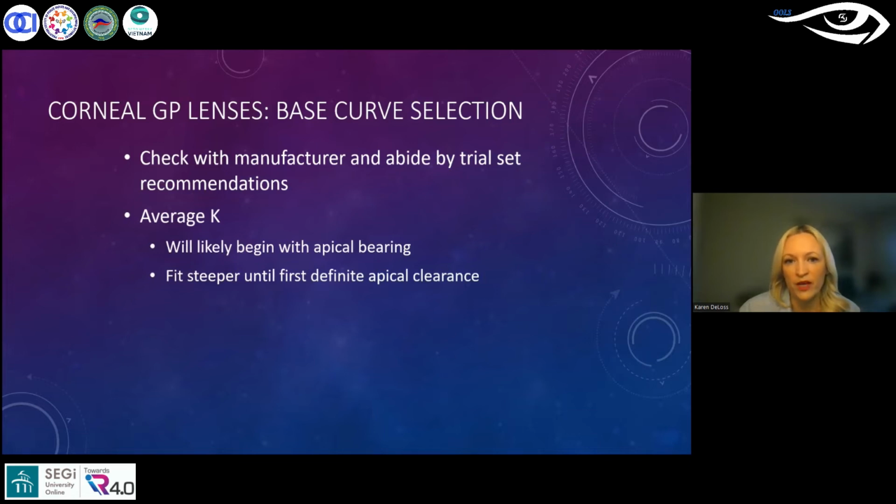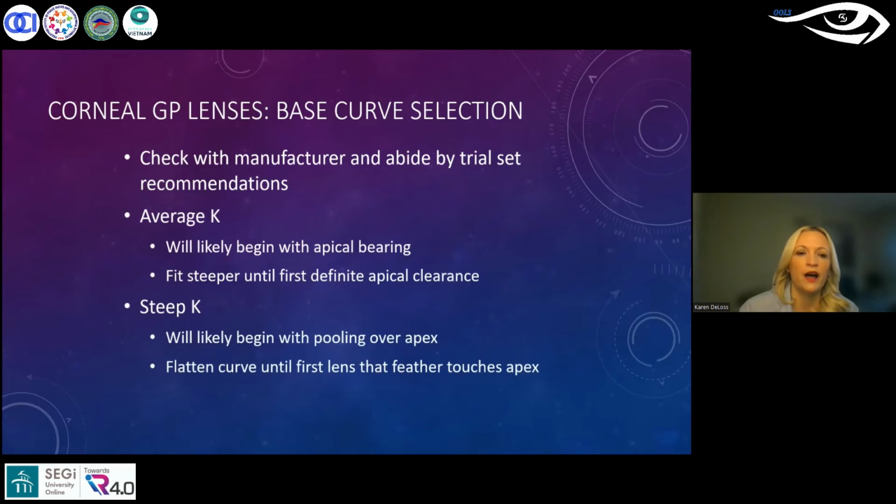You'll usually have apical bearing, and then you'll go up from there, but fit steeper, so you'll continue to move up on your diagnostic fitting until you see that slight apical clearance. If you go based on the steep K, you're going to have pooling over the apex. You're going to get a little bubble, and then you go backwards. So the best way that I've found is, if you don't know where to start, either start on average K for gas permeable lenses, or pick the middle lens in the set, because you've eliminated half the set one way or the other when you use that philosophy. So if you get into clinic and you forget everything, average K, or pick that middle lens.